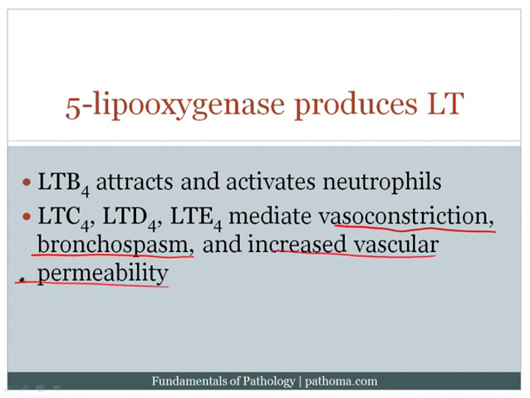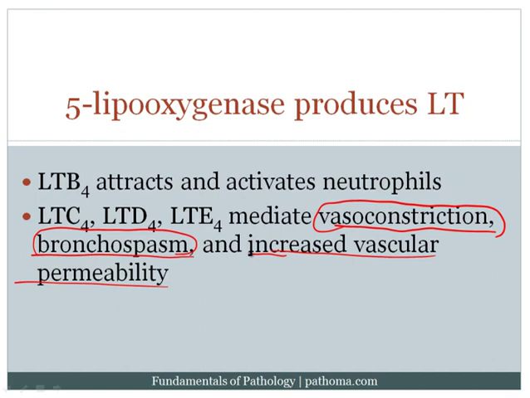Leukotriene C4, leukotriene D4, and leukotriene E4, basically what they do is they cause smooth muscle to contract. The arteriole is lined by smooth muscle, and when that smooth muscle contracts, we get vasoconstriction. The bronchus contains smooth muscle on its wall, and so when that smooth muscle contracts, we're going to get bronchospasm. And increased vascular permeability occurs when the pericytes, which contain smooth muscle contractile function, contract, increasing the opening or the space between the endothelial cells.